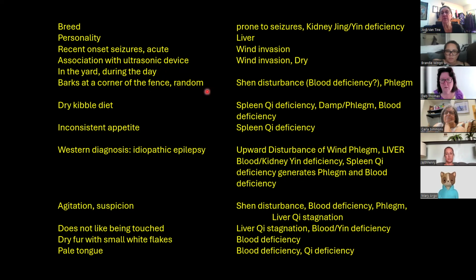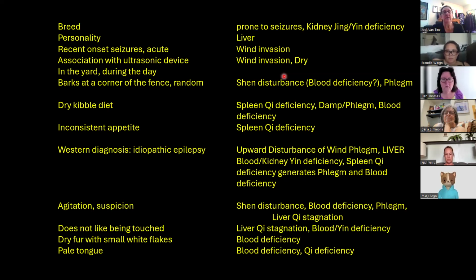Is it a Shen disturbance? If the dog's blood deficient, remember the blood houses the Shen, which is your spirit. And so if you're blood deficient, your Shen doesn't have a residence in which to reside. And so it will be disturbed.